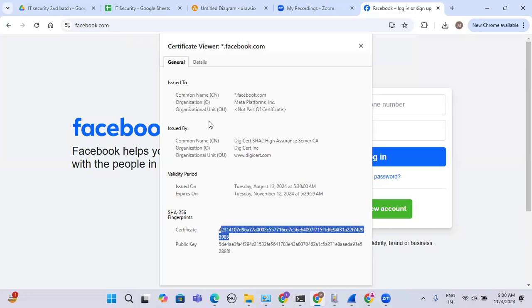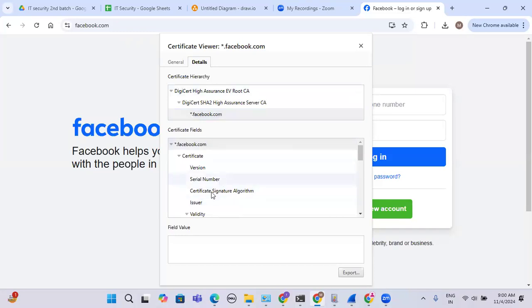And if we go to the details here, the certificate signature, this is the serial number, the version. The version is TLS 1.3, and this is the serial number of the certificate. And here the certificate signature algorithm is RSA with SHA-256, so it is using asymmetric. As I said, many times we can use a combination of symmetric and asymmetric also. Right now, Facebook is using RSA.